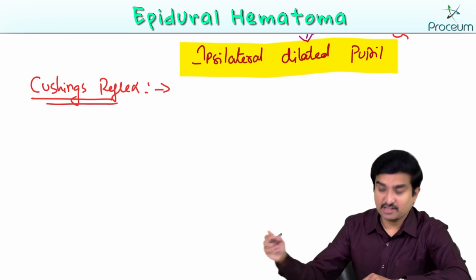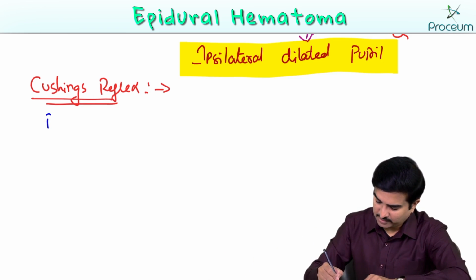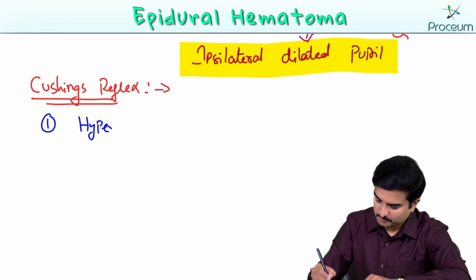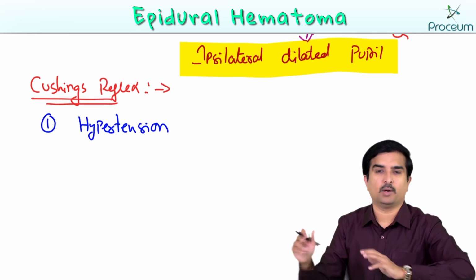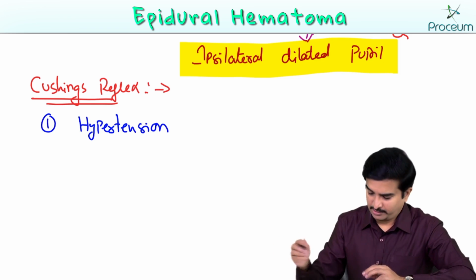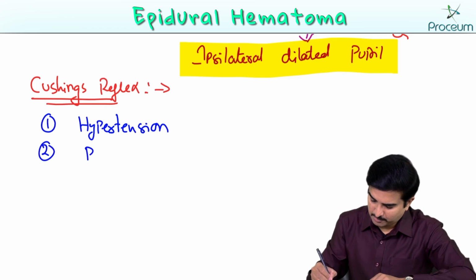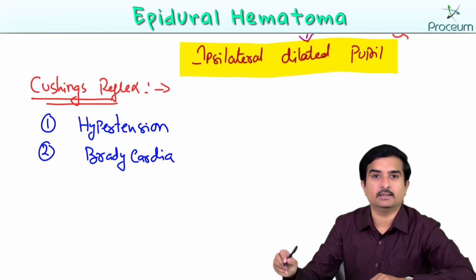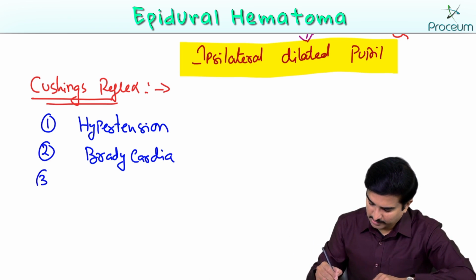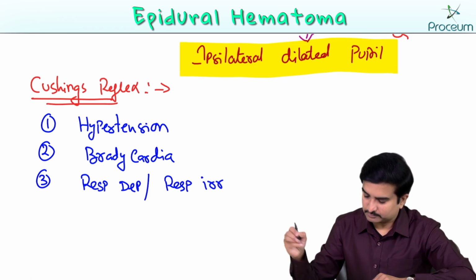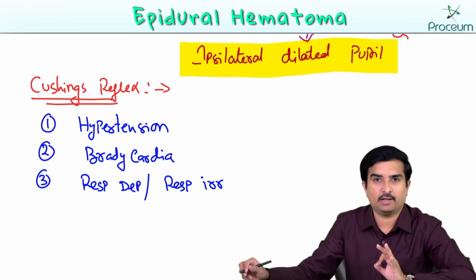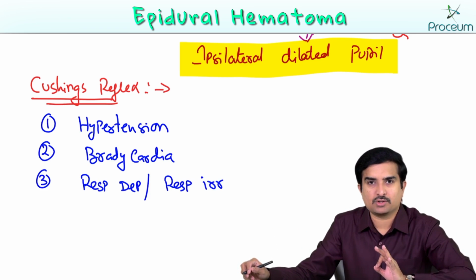So what are the three events we will see in this triad? First, hypertension. I'll explain in detail why there is hypertension first, and after that why there is bradycardia. Second, there will be bradycardia. And next we will see respiratory depression or respiratory irregularity. So this is what we call the Cushing's reflex.